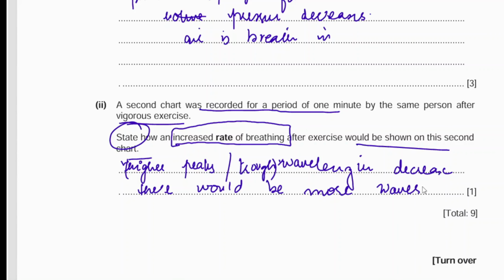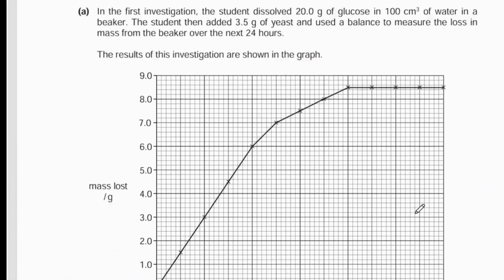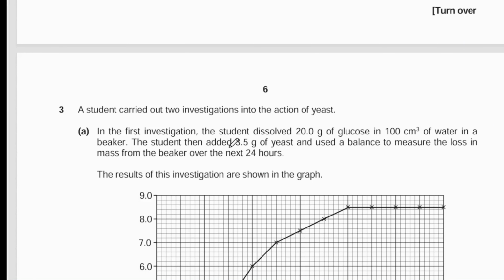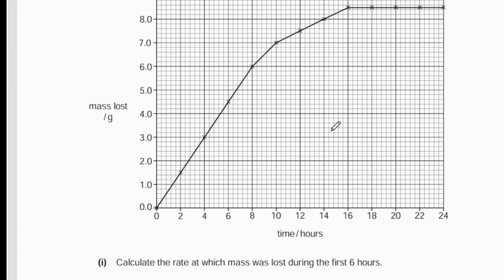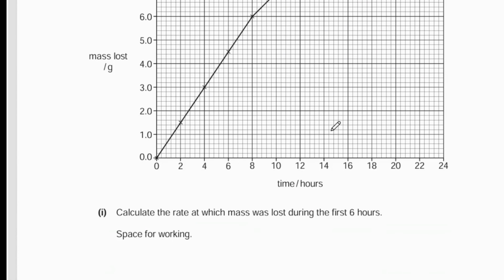Okay. Next question: a student carries out an experiment on yeast. In the first investigation, the student dissolved this much glucose in 100 cubic centimeters of water in the beaker, then added this much yeast and used a balance to measure the loss in mass, because carbon dioxide escapes, so this would result in the loss of mass. So this is how it works. After 16 hours it becomes constant. Okay, means there is no carbon dioxide produced at that time.